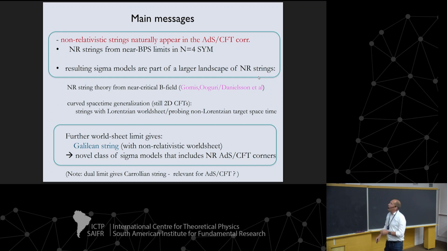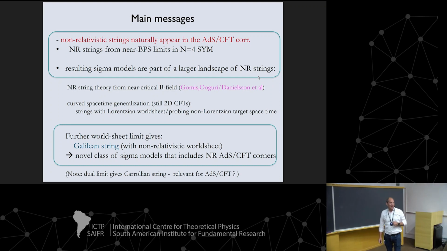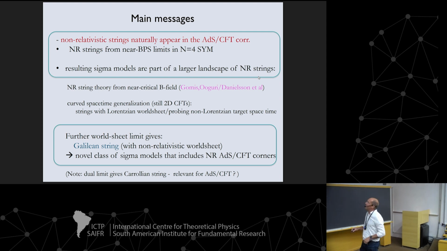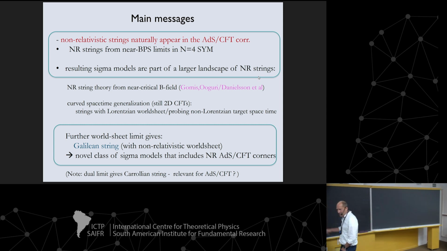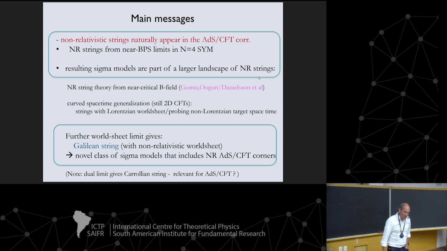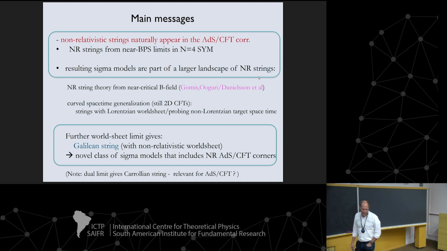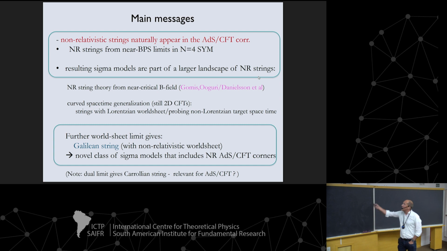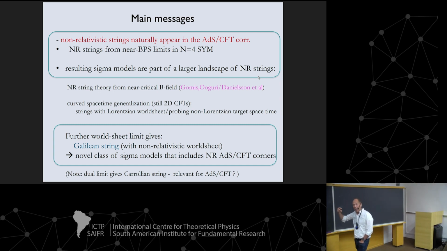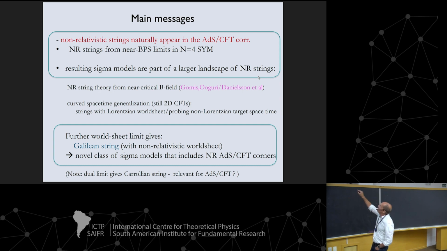Go forward. So what I want to explain in this talk, and I'll try to be not so technical, but we'll have to do some technicalities, the main message is, first of all, I want to argue that non-relativistic strings naturally appear in the AdS/CFT correspondence. If you consider, in a way that I'm going to show in a second, near BPS limits in N=4 super Yang-Mills, then non-relativistic strings naturally appear. That's point one. And in particular, we have concrete sigma model realizations of these non-relativistic strings arising from near BPS limits.